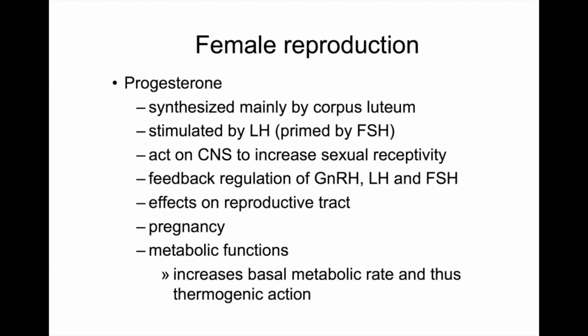We will also talk a lot about progesterone in this class. Progesterone is mainly synthesized by those squishy yellow cells that we just went over called the corpus luteum. Progesterone synthesis is triggered by luteinizing hormone, but its synthesis is primed by follicle stimulating hormone. FSH, or follicle stimulating hormone, must be present to set the stage or prepare the environment for luteinizing hormone, or LH, to trigger the synthesis of progesterone.